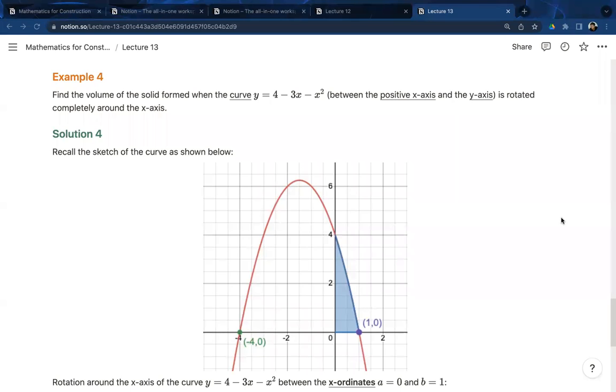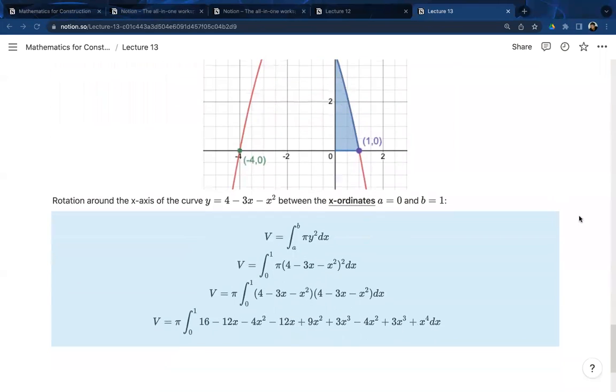So there's the same question as before. We found a shaded region. Is that region in blue there, positive x-axis, the y-axis and the curve, right? So you want to rotate that one complete revolution around the x-axis.